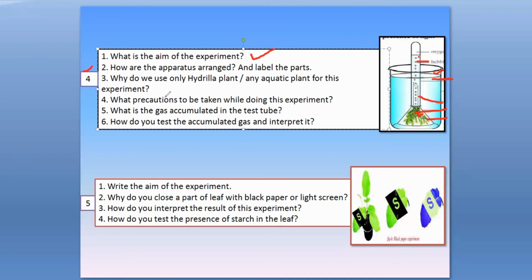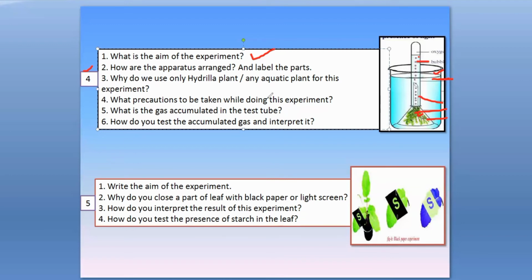So why? Because of the ability to conduct this experiment by using only Hydrilla. In this experiment we have to use only the Hydrilla plant twigs. If you use another plant instead of Hydrilla, we cannot prove the result. That is what you have to keep in your mind.